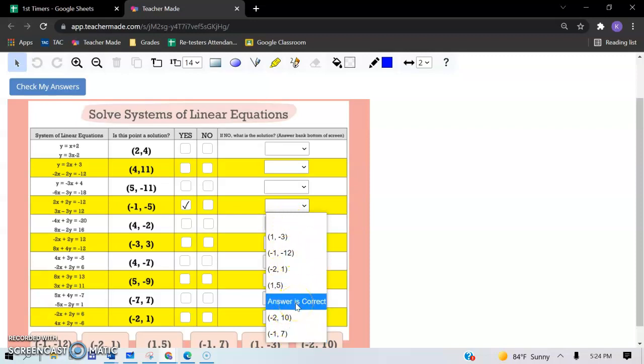So on this one, the answer is correct. You don't have to do that if you don't want to. But again, the answer is correct. So there you go.